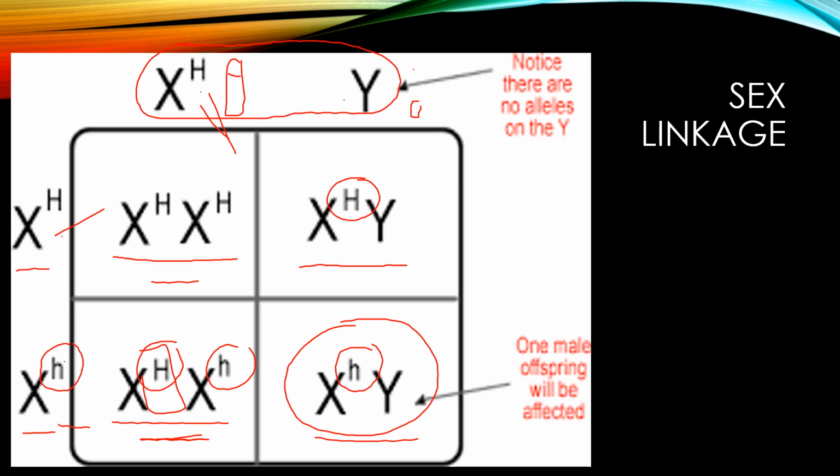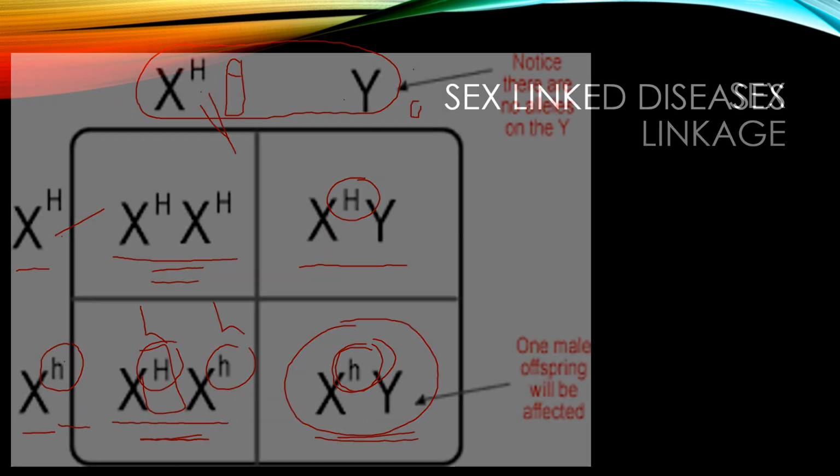Again, we can say this is something which happens in boys much, much more likely than it happens in girls. Because, as said before, the boys only need to have one unhealthy allele, whereas the girls would need to have 2 unhealthy alleles. That's why it's called sex linked.